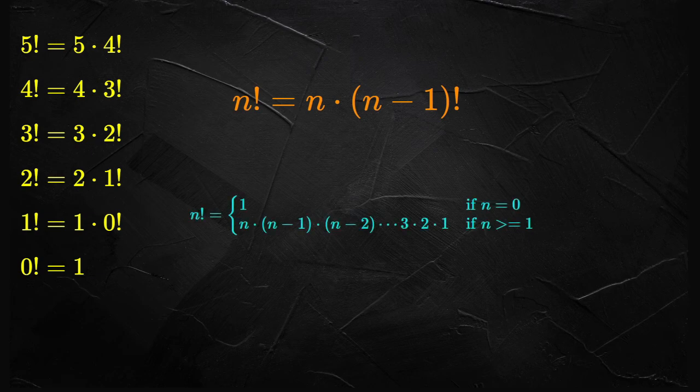All recursive definitions have one or more base cases and one or more recursive cases. Factorial function's base case is when n is equal to 0, and in this case it returns the integer 1. For all other cases, it calls itself recursively.